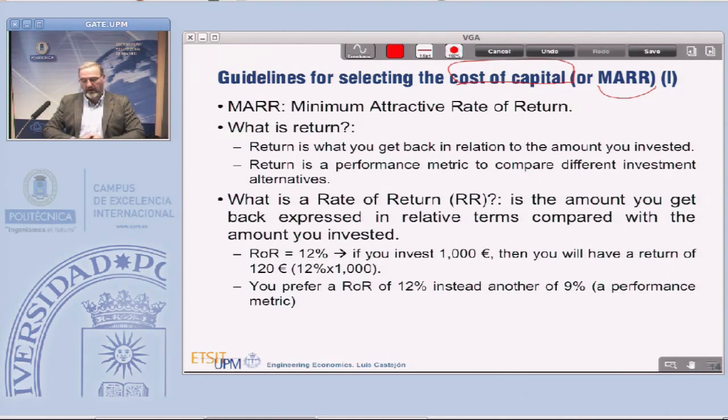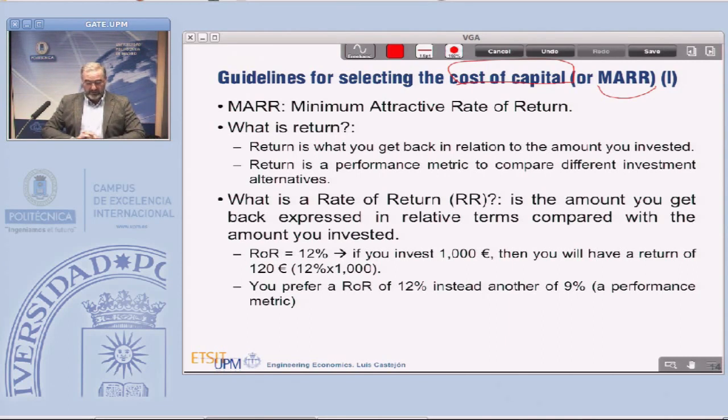So what is return in general? Let's remember what the return of any investment is. The return is what you get back in relation to the amount you invested. So if you invest 1,000 euros in one investment project, and then you get from this project 200, this money, 200, is the money you get back in relation to the amount you have invested, 1,000, so 20%.